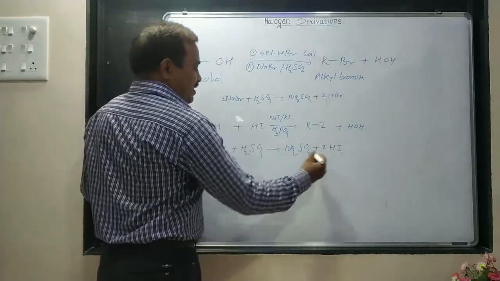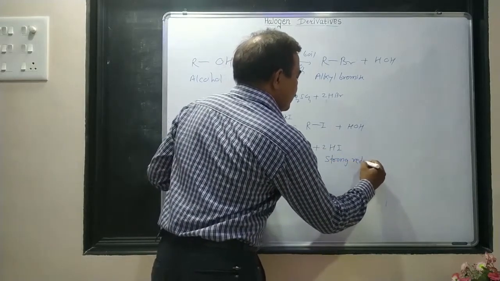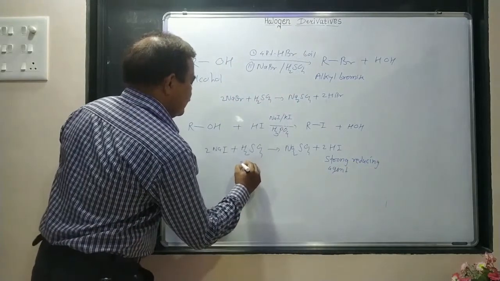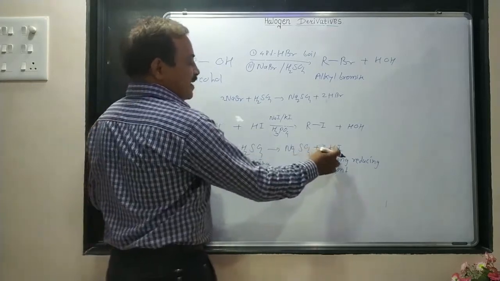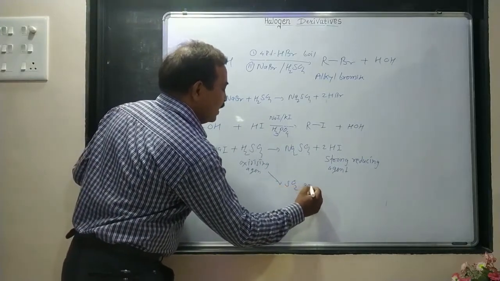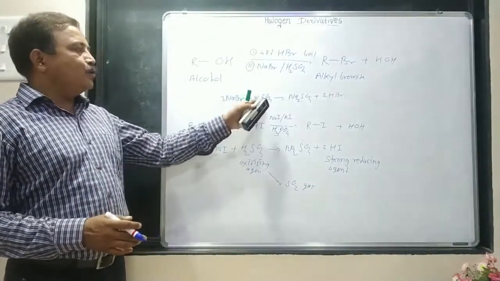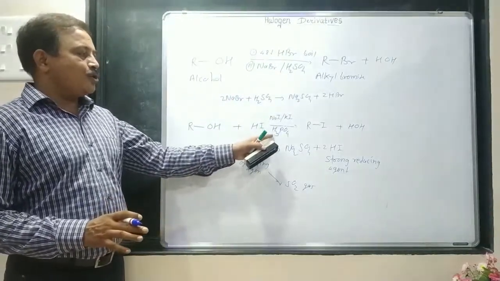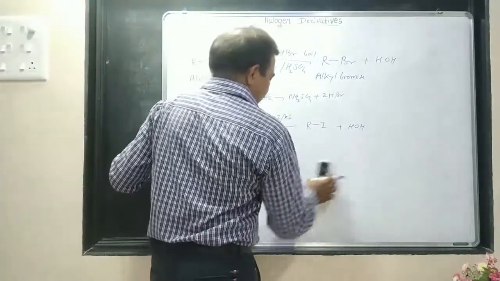This HI is a strong reducing agent, and H2SO4 is an oxidizing agent. So this HI will react with H2SO4 to form SO2 gas. This is the drawback of using H2SO4 for the preparation of HI. Therefore, instead of H2SO4, H3PO4, that is phosphoric acid, is used.